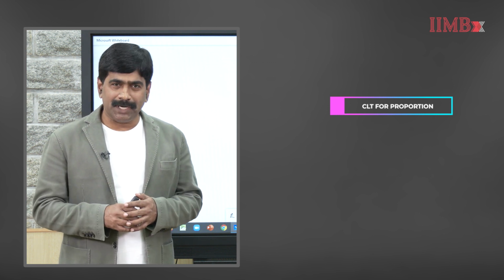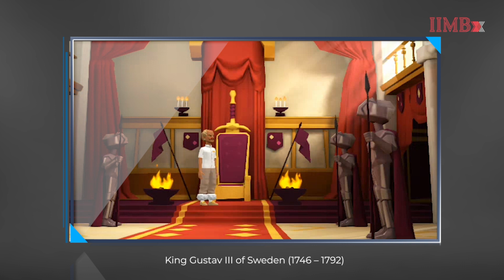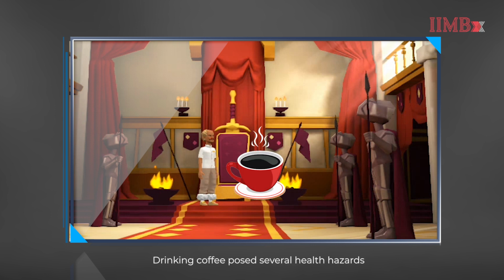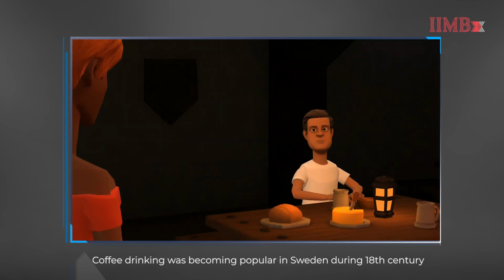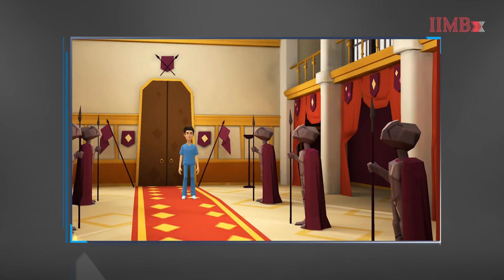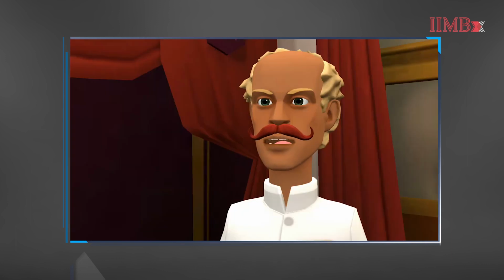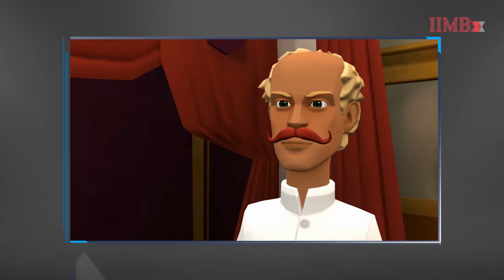Let me share an interesting story to convey why sample size is important. King Gustav III of Sweden, who lived between 1746 and 1792, was convinced that coffee posed several health hazards and wanted to educate Swedes about it. Coffee drinking was becoming popular in Sweden during the 18th century despite a ban. King Gustav wanted to demonstrate the health hazards of coffee using an experiment. Luckily for him, a pair of identical twins convicted for murder were scheduled for execution at the same time. Gustav wanted to use them for his coffee experiment.